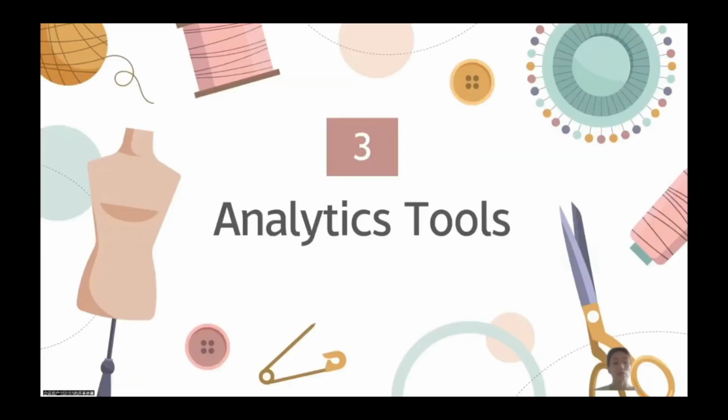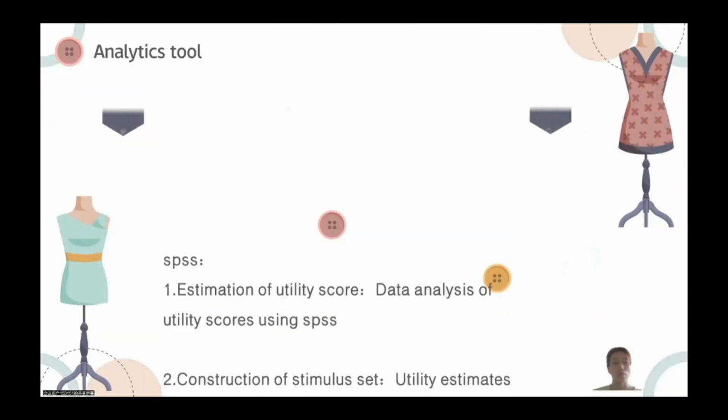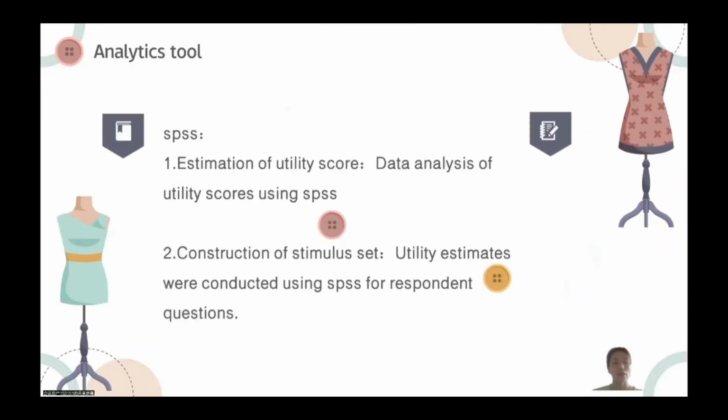Now let me introduce the analytics tool. The main analytics tool of this study is SPSS. This tool was used to analyze the data in two parts. One part is the estimation of the utility score. After selecting the estimation model, SPSS was used to analyze the data and obtain the part-worth utility score of each attribute level. The second part is the construction of the stimulus sets.